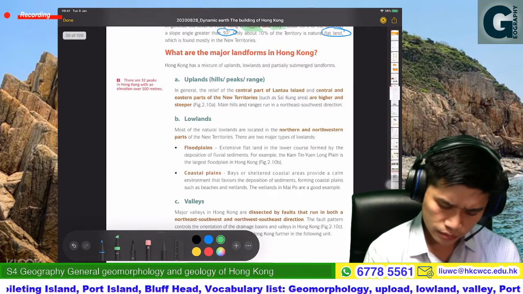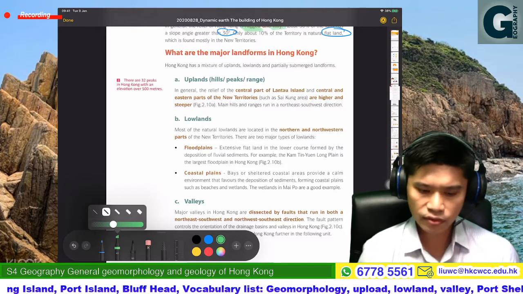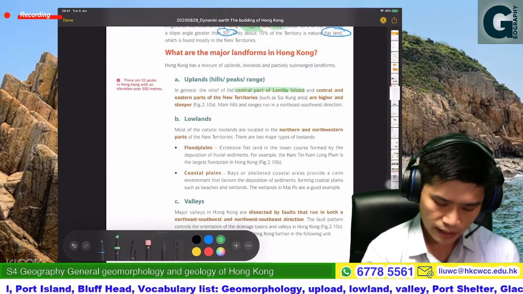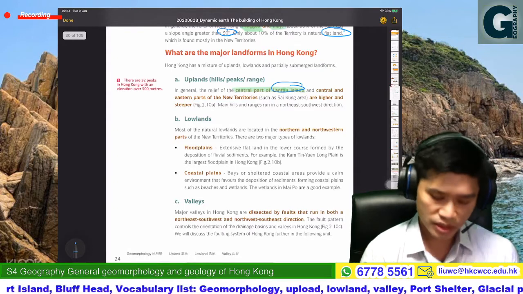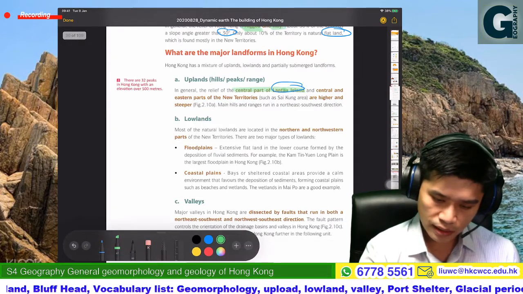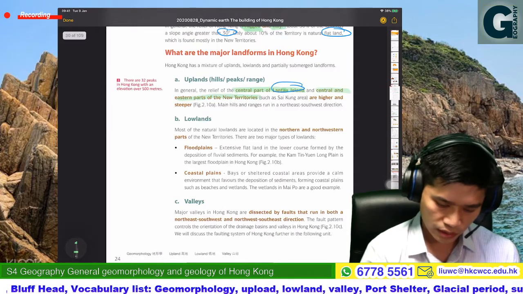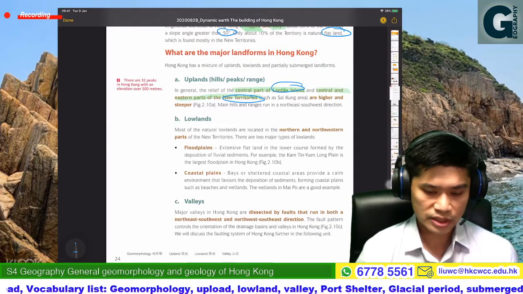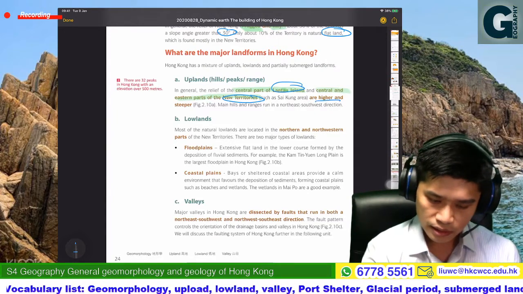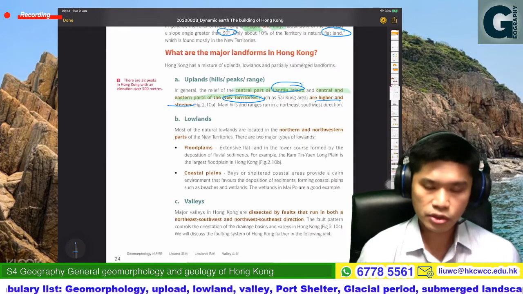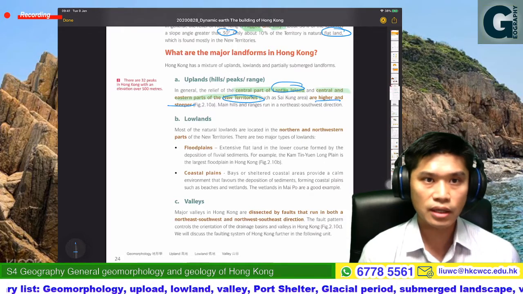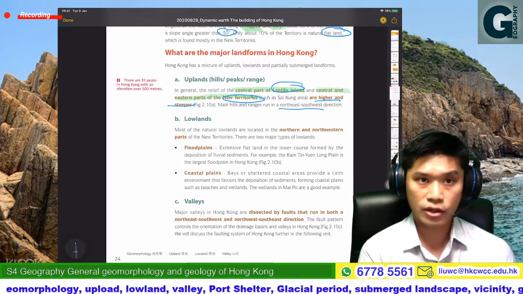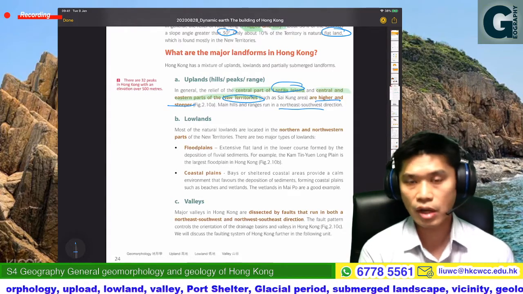In general, the relief of the central part of Lantau Island, you may highlight Lantau Island, you should remember this, and the central and eastern part of the New Territories are higher and steeper. Main hills and ranges run in a northeast-southwest direction.